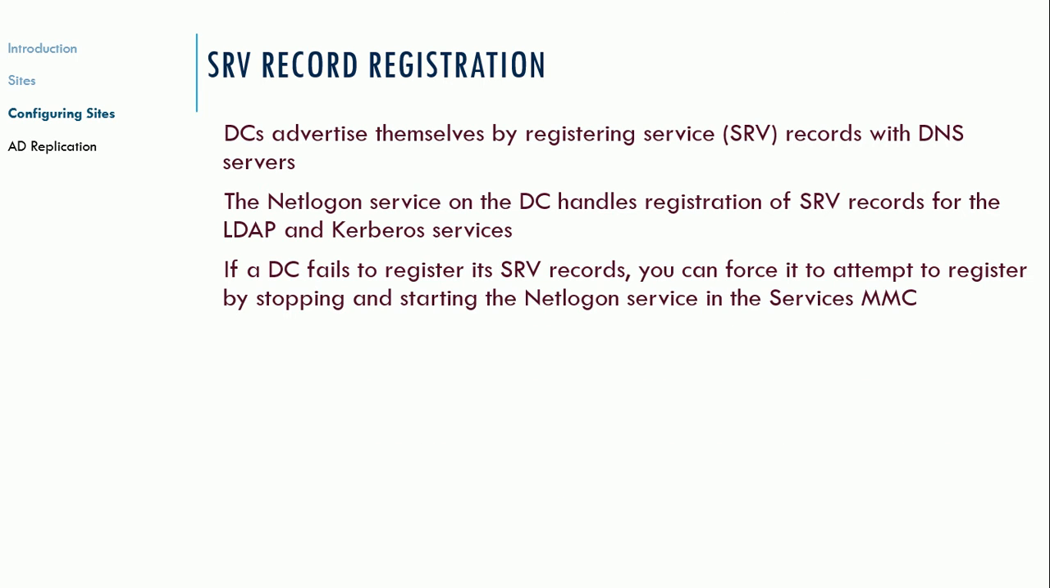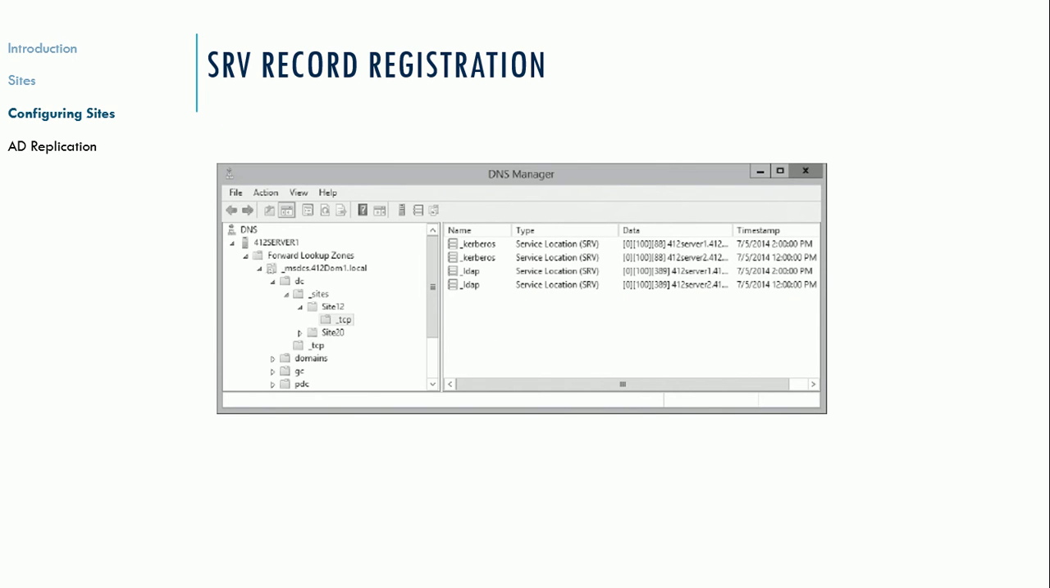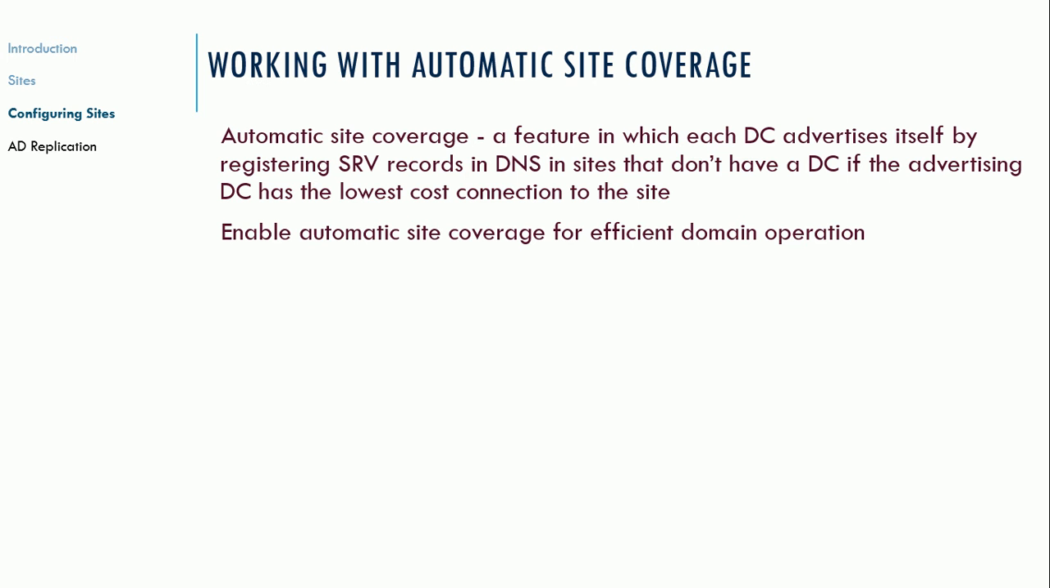So if a DC fails to register its SRV records, you can force it to attempt to register by stopping and starting the Netlogon service in the Services MMC. But when a server registers its SRV record, it should be able to tell the DNS server which site it's located at. So this is what the SRV records are going to look like when you look in Active Directory. You can see here these are various servers that are registering their SRV records. In other words, telling the clients where they can connect to use Active Directory services.